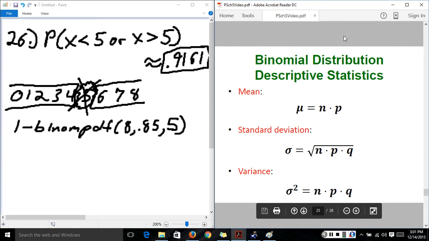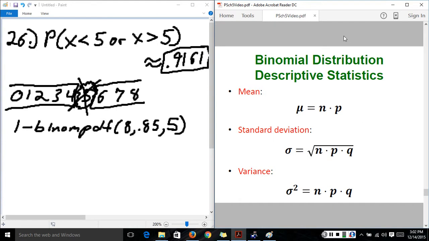Let's talk about the descriptive statistics for the binomial distribution. The mean is found in a way that is significantly shorter than other ways that we've found the mean. You multiply n, that's the number of trials, by p, that's the probability of success. For standard deviation, multiply n times p times q and take the square root. For the variance, square the standard deviation or multiply n times p times q and do not take the square root.